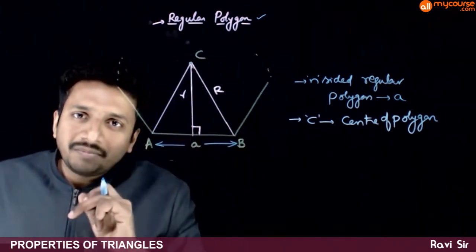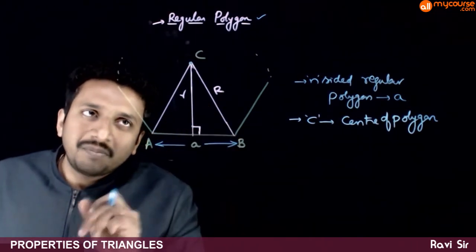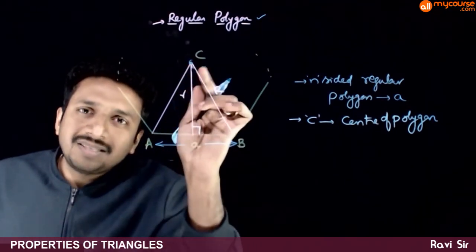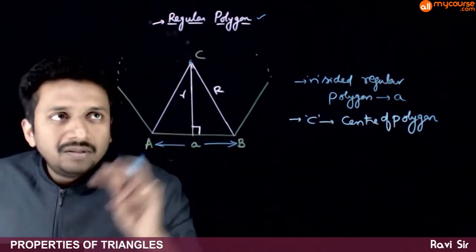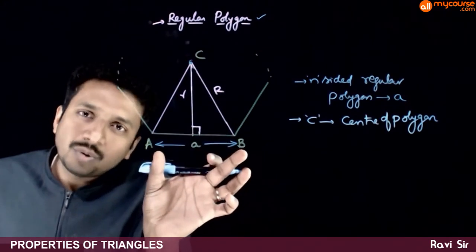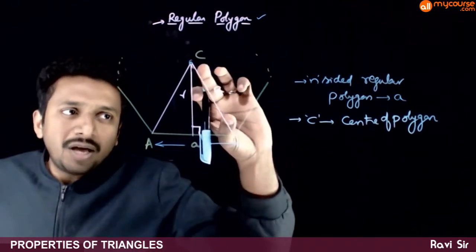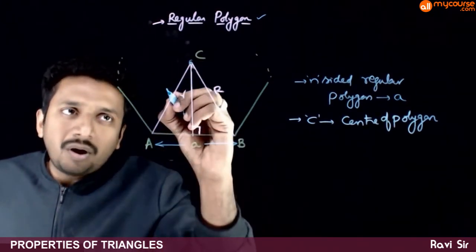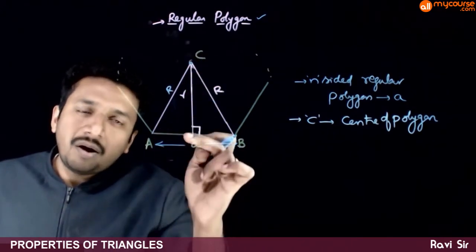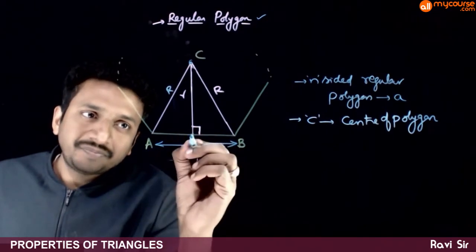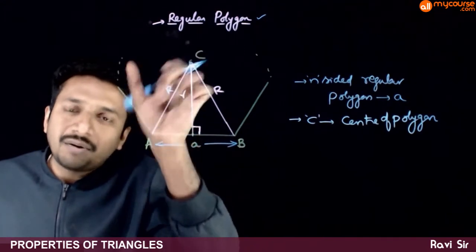Because it's a regular polygon, whatever side you choose, you get the same measurements, right? Because the center of a regular polygon is symmetric with respect to each and every side of the polygon. So if C is the center and you choose one of the sides AB as the base, and you join CB and CA, both of these lengths will be the same. If you draw the perpendicular from C onto the base AB, this length will be the same for each and every side of the polygon.